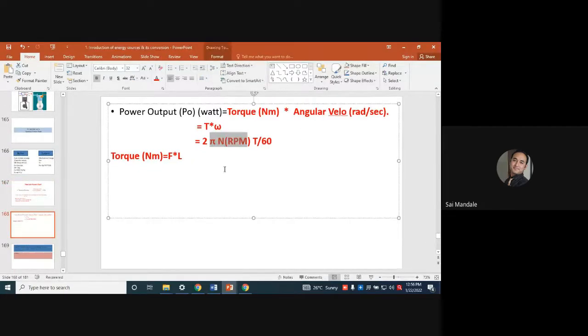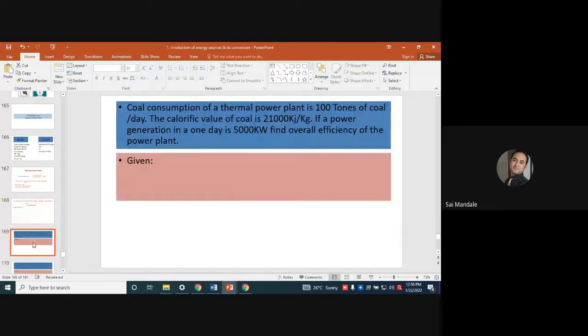Power is 2 pi NT upon 60, I told you. Let us start with the simple numerical. Just note down this numerical. You can note it down, or I'll give you the recording session, no issue, but focus on the numerical.